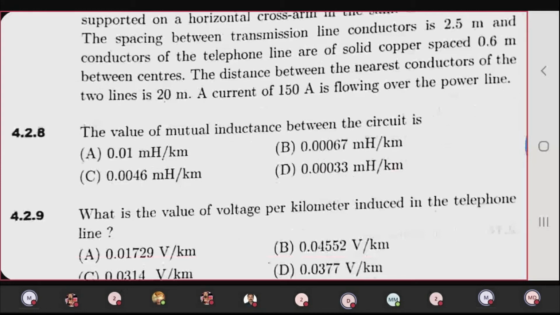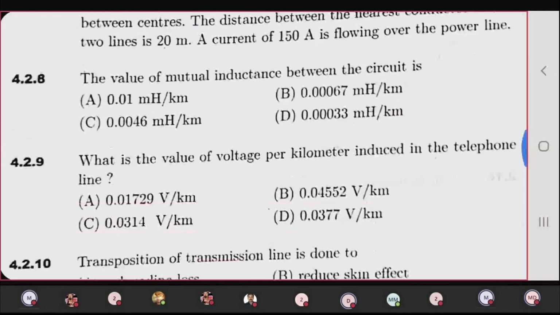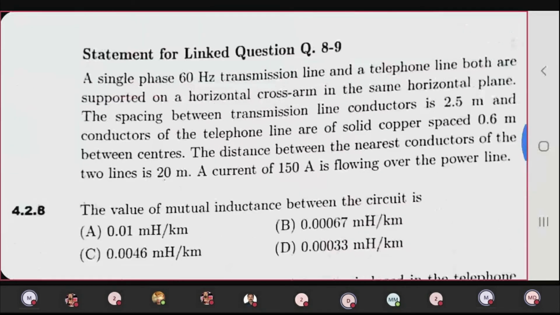The value of mutual inductance between the circuits. We have 4 options. We have to estimate that one. And the 9th question: what is the value of voltage per kilometer induced in the telephone line? So these two questions we have to solve based on the statement.